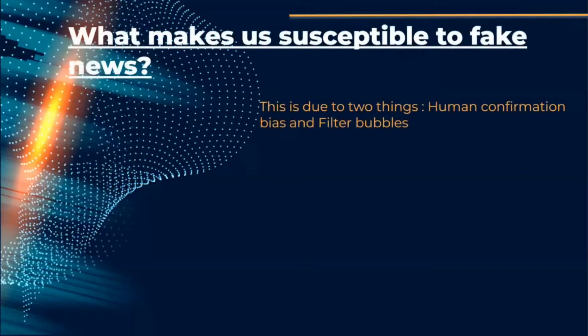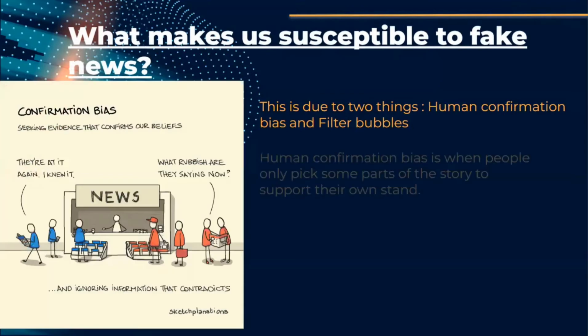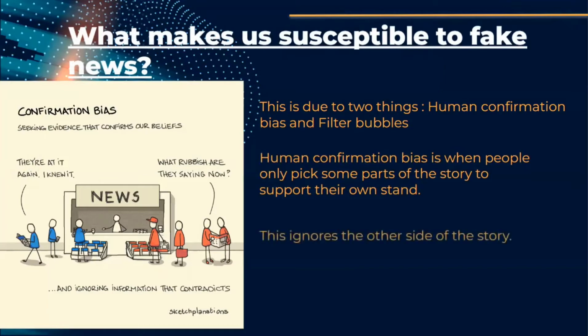So then, what makes us susceptible to fake news? Well, this is due to two things: human confirmation bias and filter bubbles. So, human confirmation bias is when people only pick some parts of the story to support their own stand. And this totally ignores the other side of the story, which could be the actual truth, and you are believing something that is false.